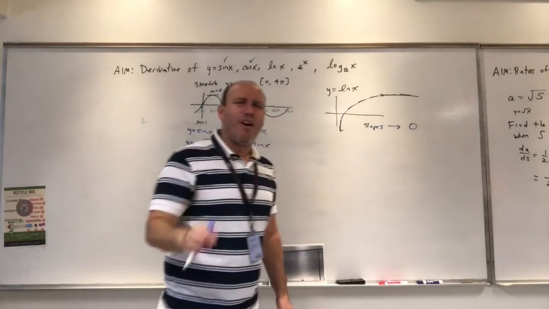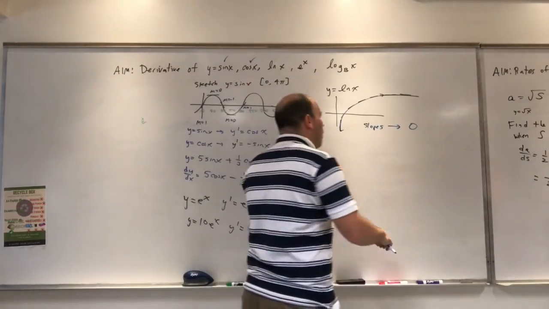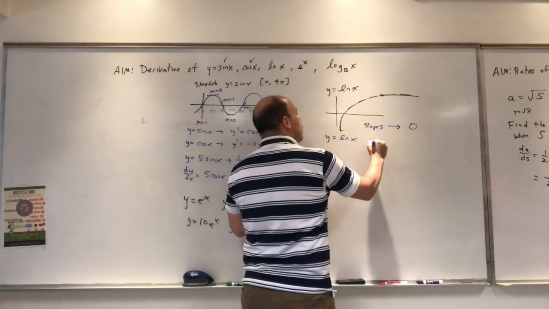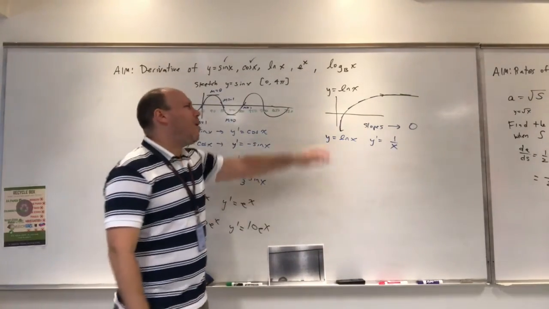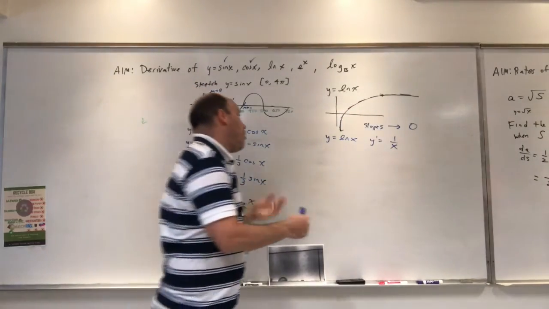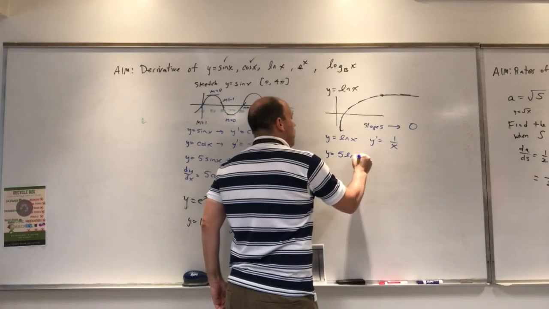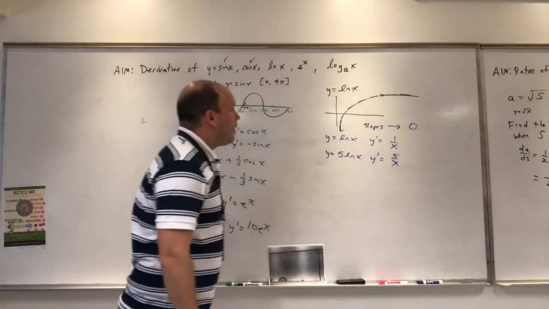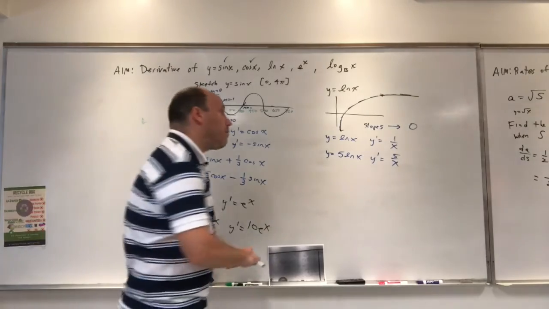Well, we've seen that function before. That's like the asymptote. Ah, so it turns out you are correct. So if the function is ln of x, the derivative is 1 over x. It's kind of cool. Once again, this is not very rigorous, but we'll get there. So if I say the function is 5 ln of x, the derivative is 5 over x.